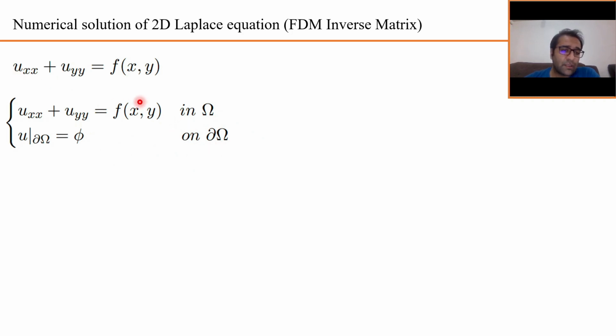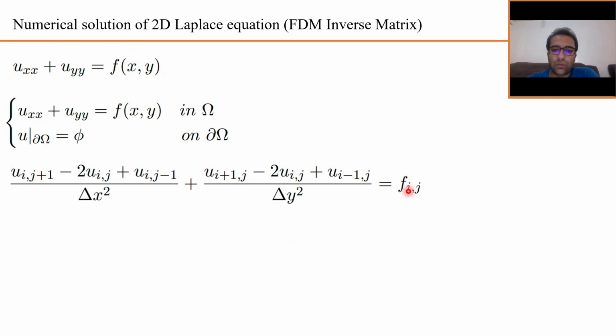And if we apply the definition of finite difference, we will have such an equation. If you are not familiar with this definition, you can find the derivation of this equation in the previous video. So, in the finite difference method, we discretize the plane and we find the value of the function at the discrete points. As usual, we assign index i in the y direction and index j in the x direction.